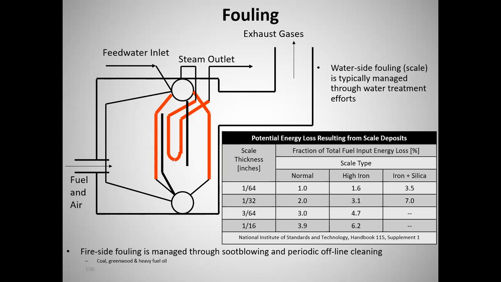Now, they both impede heat transfer, and they both will cause an elevated stack temperature, right? Because you burn the fuel, you let the heat loose in here, it's supposed to go into the boiler tubes and make steam, but it can't get in there because you have fireside fouling, waterside fouling, or both. There you go. Fireside fouling is managed through soot blowing and periodic offline cleaning. You just have to clean that stuff off on the fire side.